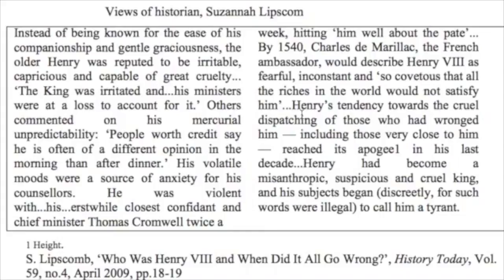So this one was in 2009. Instead of being known for the ease of his companionship and gentle graciousness, the older Henry was reputed to be irritable, capricious, and capable of great cruelty. None of those things are positive. The king was irritated, and his ministers were at a loss to account for it. Others commented on his mercurial unpredictability. Again, that's a negative word.